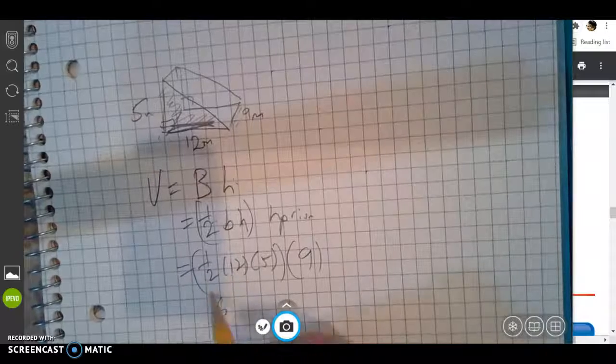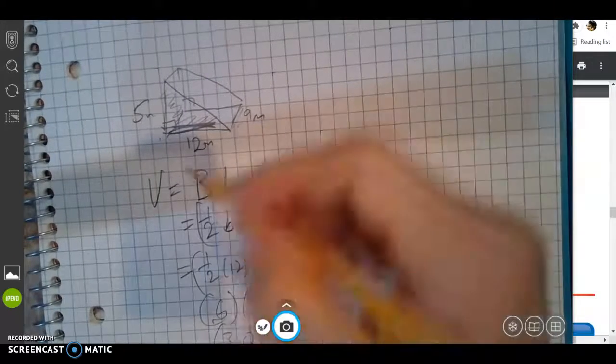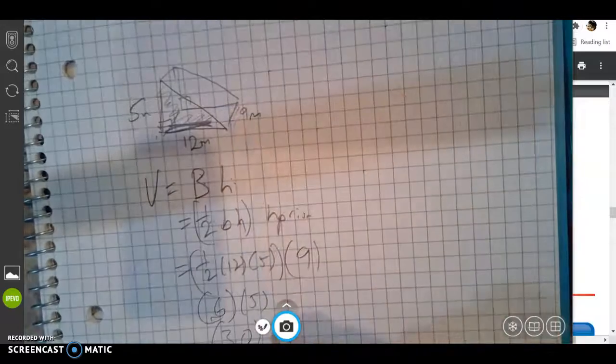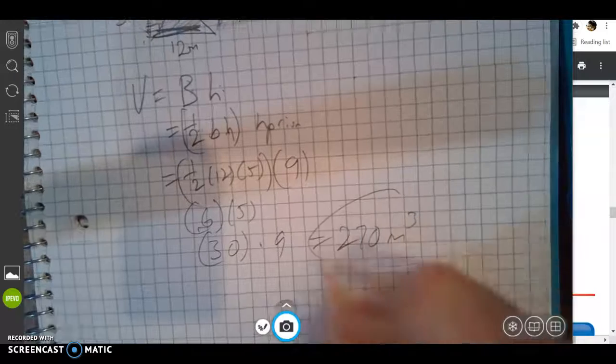So half of 12 is 6. 6 times 5 is 30. So 30 is the area of the triangle, times 9, which is the height of the whole thing. 30 times 9 is 270 meters cubed.